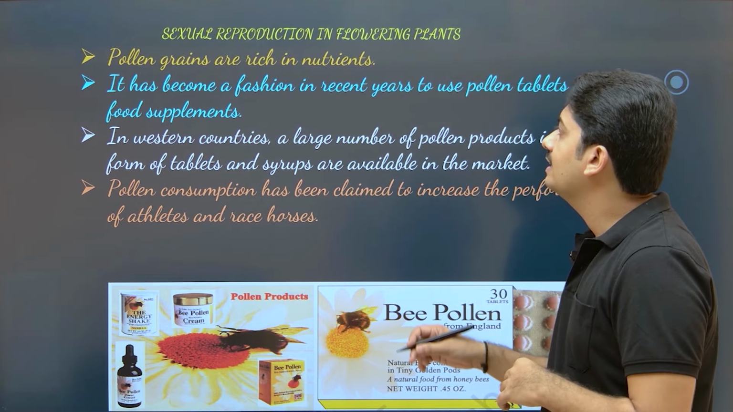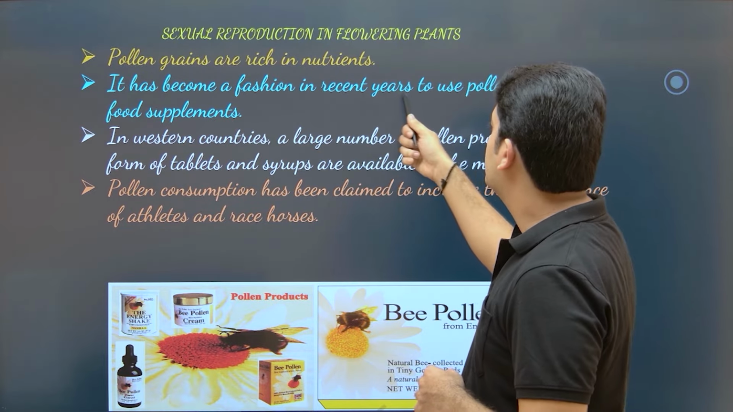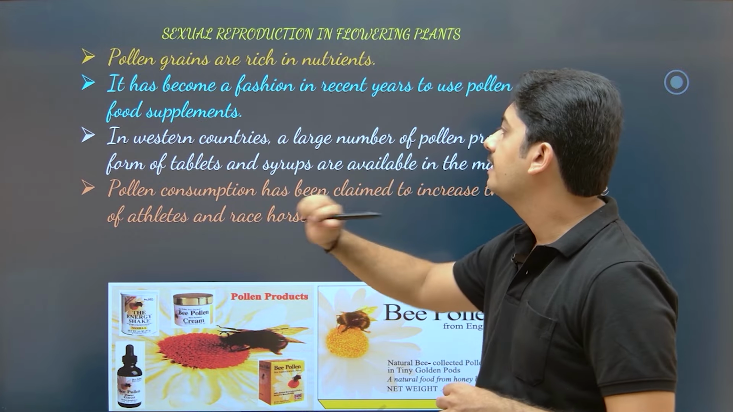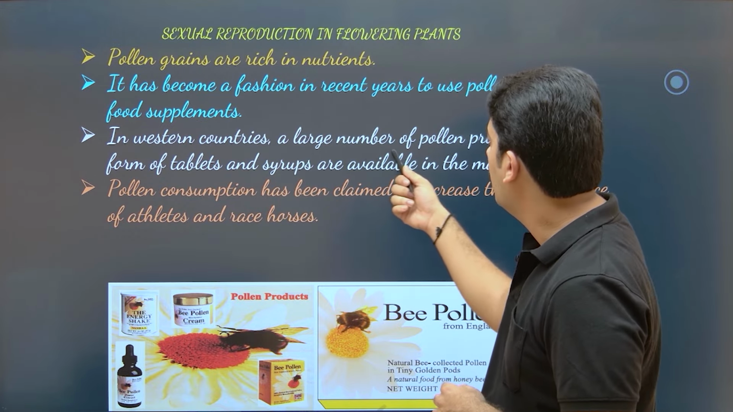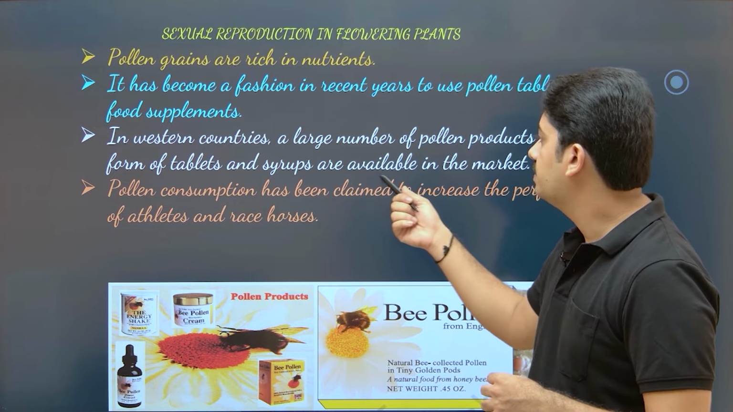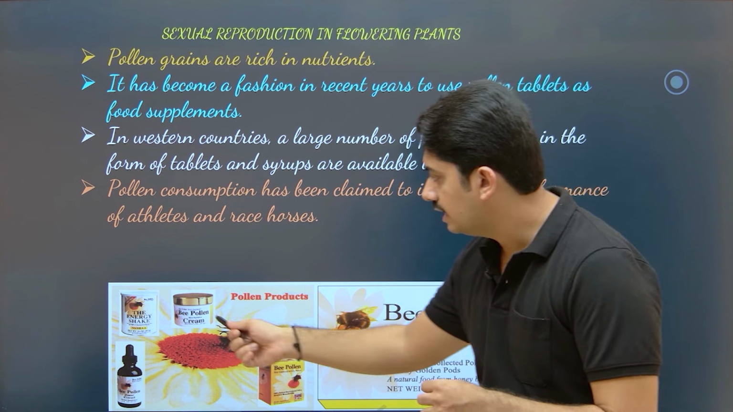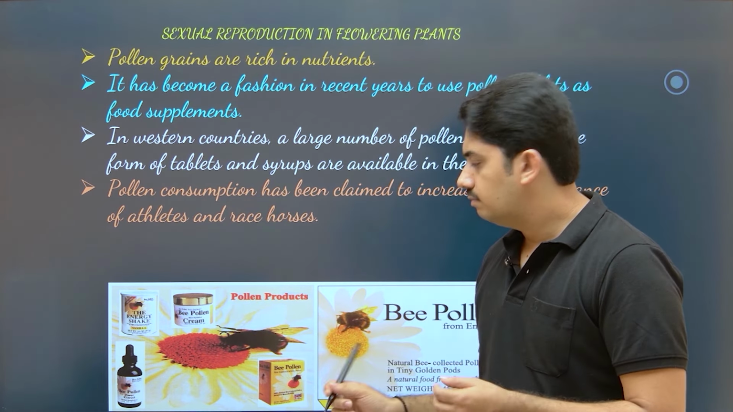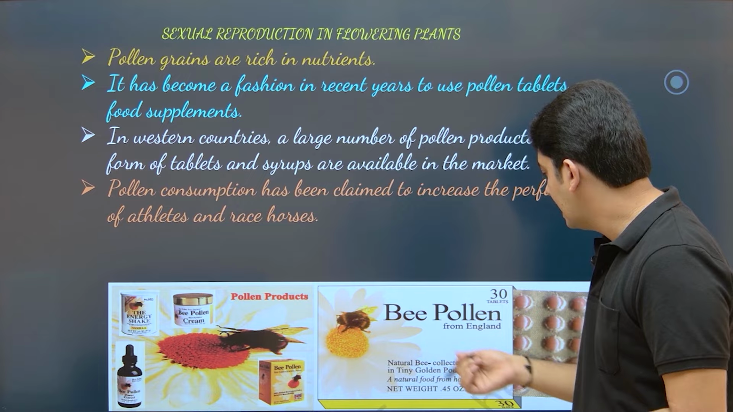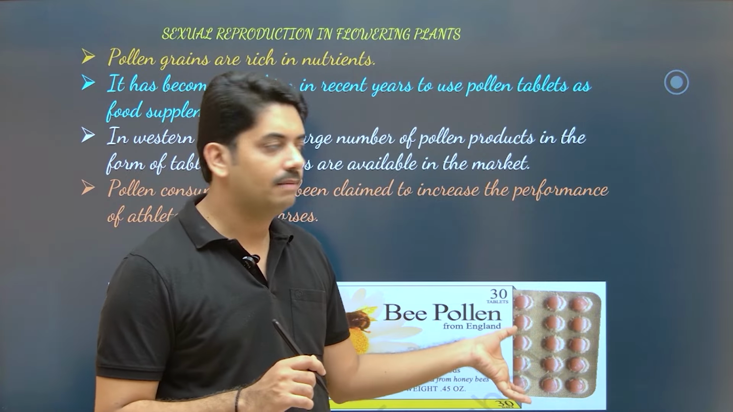Okay, so pollen grains are rich in nutrients. It has become a fashion in recent years to use pollen grain as a source of food supplement, and in Western countries a large number of pollen products in the form of tablets and syrups are available in the market. So these are some of the pictures. Here you can see there are some boxes where the pollen grains are stored, and here you can see the tablet of pollen grains. There is one sachet which contains 30 tablets.